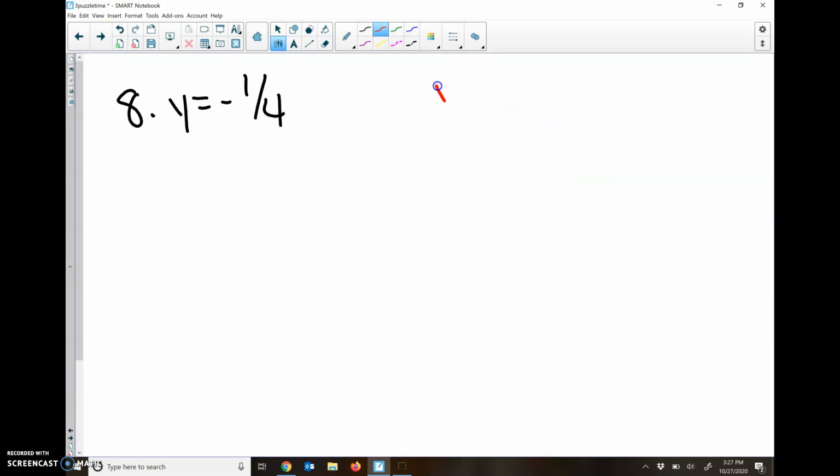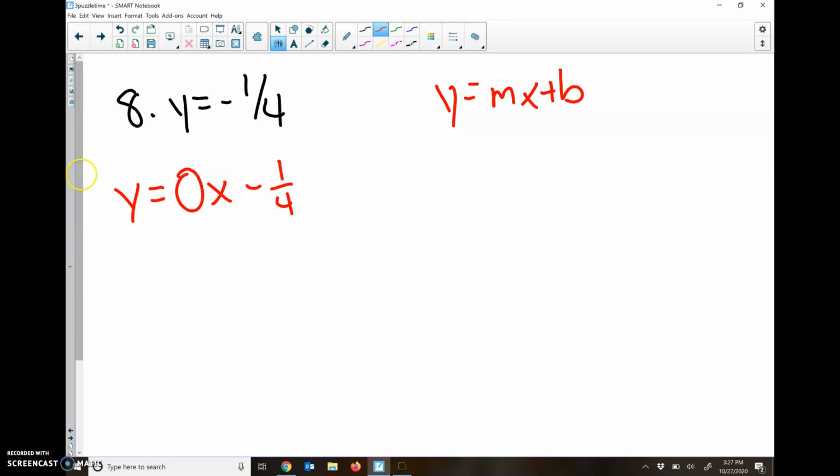This one could be a little trickier, so remember, y equals mx plus b. The problem is this one doesn't have an x in there. So we can assume that it would just be a 0x because there's nothing there. So it should really look like that instead because we have the 0x there. Since there's no number next to the x, we really don't have a slope. So our slope is 0, and then our y-intercept is negative 1/4.